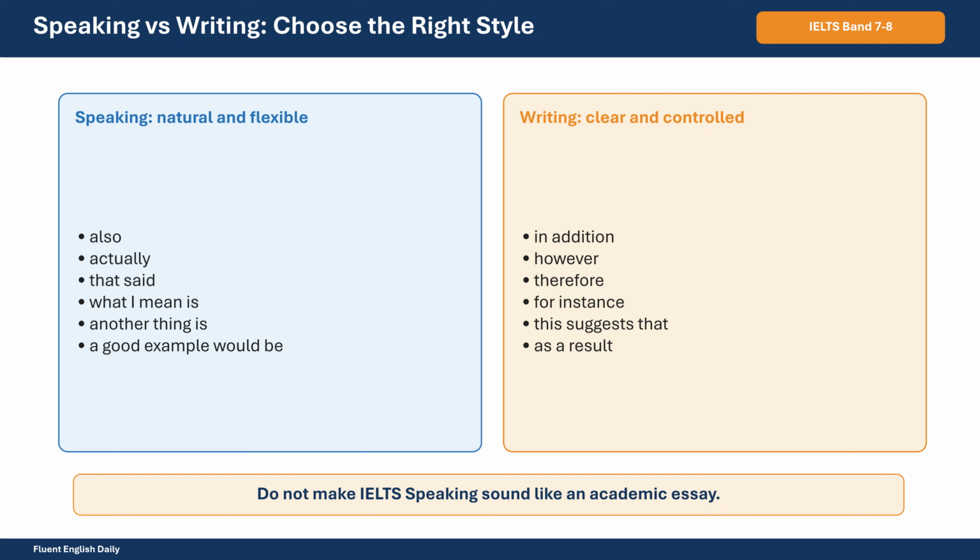In IELTS writing, use clear and controlled expressions, such as: in addition, however, therefore, for instance, this suggests that, and as a result. For example, "Remote working can reduce commuting time. However, it may also lead to social isolation." Do not make IELTS speaking sound like an academic essay. Using moreover, furthermore, and consequently in every spoken answer may sound memorized and unnatural. Choose language that is appropriate for the communication situation.